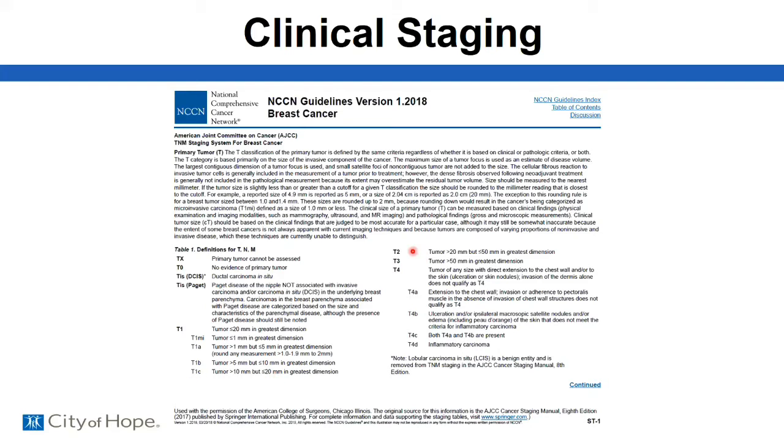A T2 tumor is between 2 and 5 centimeters. And then it goes up from there. And T4 can involve the skin or the chest wall or have inflammatory features. And that's where the skin is involved with redness and irritation.